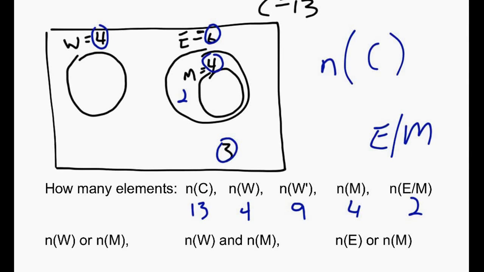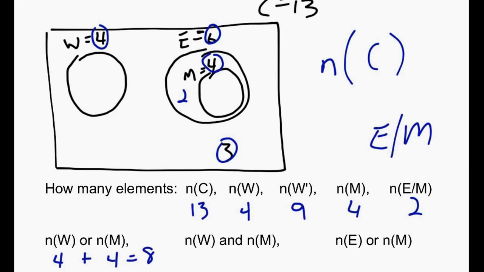We have 4 in the east, 4 in the west, and 4 in the Maritimes. So "or" would mean how many would we have in one or the other. So we would add those together and we'd say there's 8. So we have 8 in west or Maritimes.